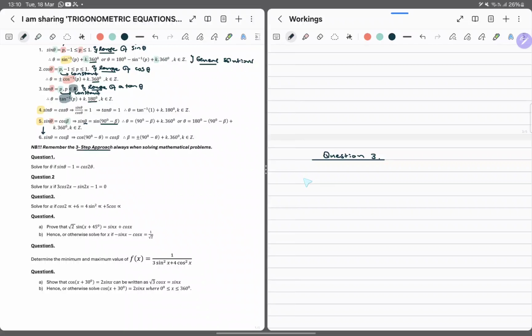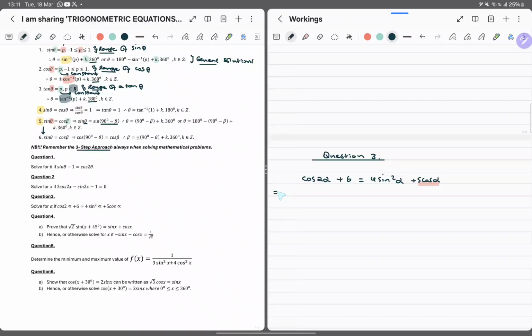So let's see. This is cos 2 alpha plus 6 is equal to 4 sine squared alpha plus 5 cos alpha. Okay, so again, this is an equation. We just need to plan how we're going to do this. Now, as you can see, this is cos 2 alpha, this is sine squared alpha, this is cos alpha. So cos alpha is never going to go away. Because of that cos alpha, we need to change everything into cos so that we can have a nice trinomial.